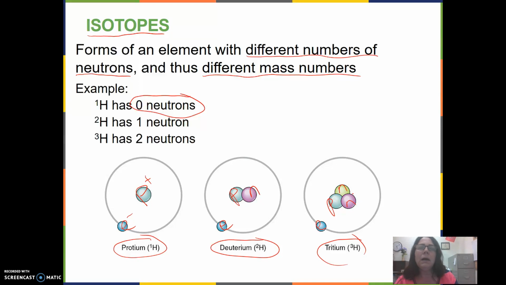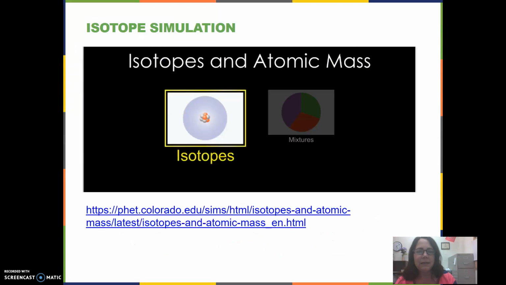So they're all hydrogen atoms because they all contain 1 proton each. That 1 proton is what defines the atom to be hydrogen. But they're isotopes because they contain different numbers of neutrons.